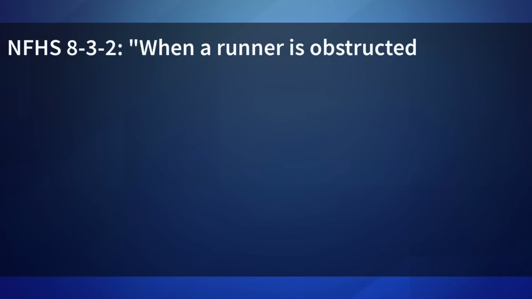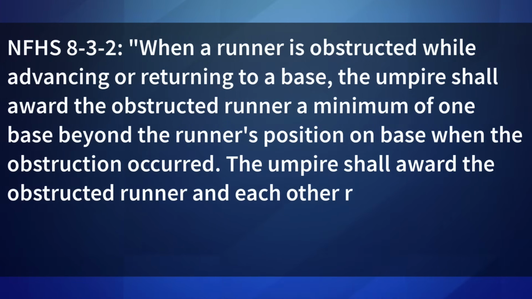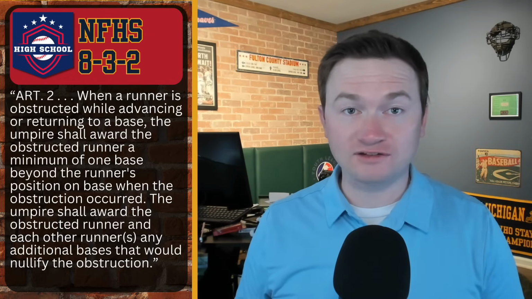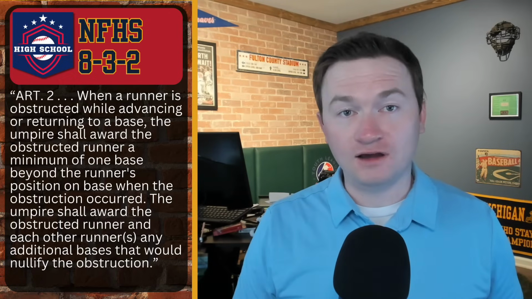But we need to go further into the rule book to get more clarity on what we are supposed to award. Rule 8-3-2. When a runner is obstructed while advancing or returning to a base, the umpire shall award the obstructed runner a minimum of one base beyond the runner's position on base when the obstruction occurred. The umpire shall award the obstructed runner, as well as other runners, any additional bases that would nullify the obstruction. So in the high school rules, we're required to give that minimum one base for an obstruction award. So in this scenario, because the obstruction happened to R2 between second base and third base, we would be required by rule to award that runner third base on the obstruction.